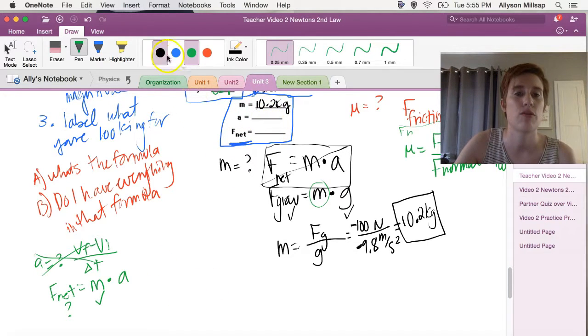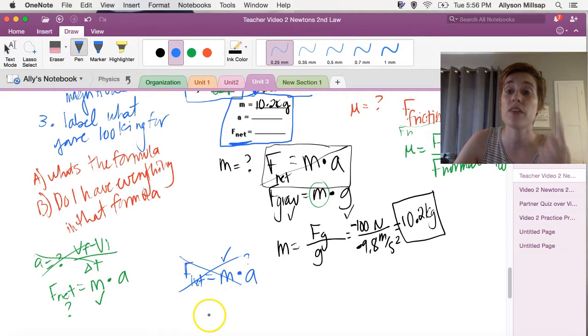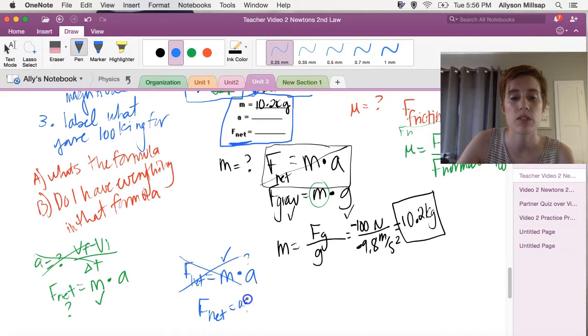Now let's look at net force. Here's my net force. What's my formula for net force? Well, it's the same formula. But what's my problem? I have mass, I don't have acceleration, so that formula is not helpful. But there is another way you can find net force. Do you remember? To find net force, you can add together all your individual forces.